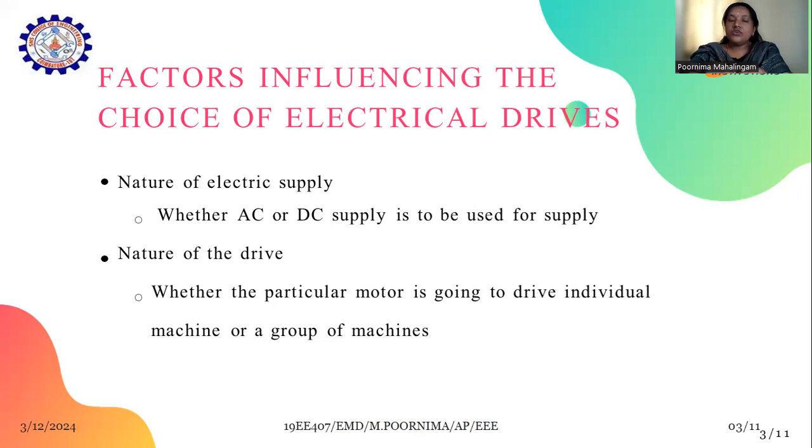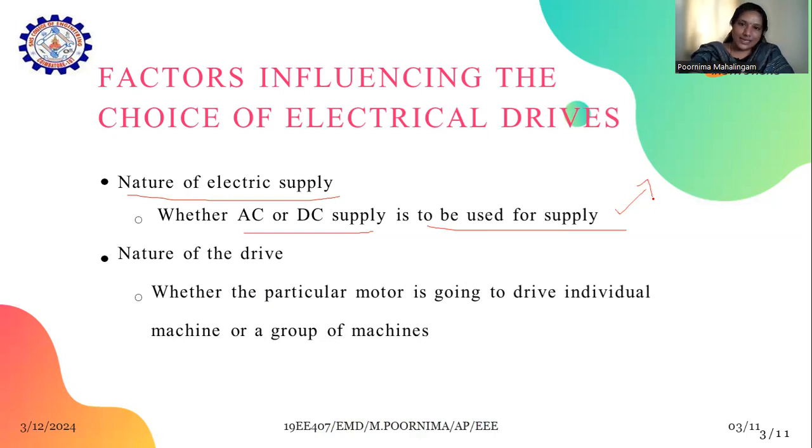First thing is the nature of electric supply. What type of supply are we going to install? We know that we have two basic supplies, an AC supply and a DC supply. So based on the supply, we can choose an electric drive. If we are working with a DC supply, we go with DC drives, and with an AC supply, we go with AC drives. So the first factor is the supply.